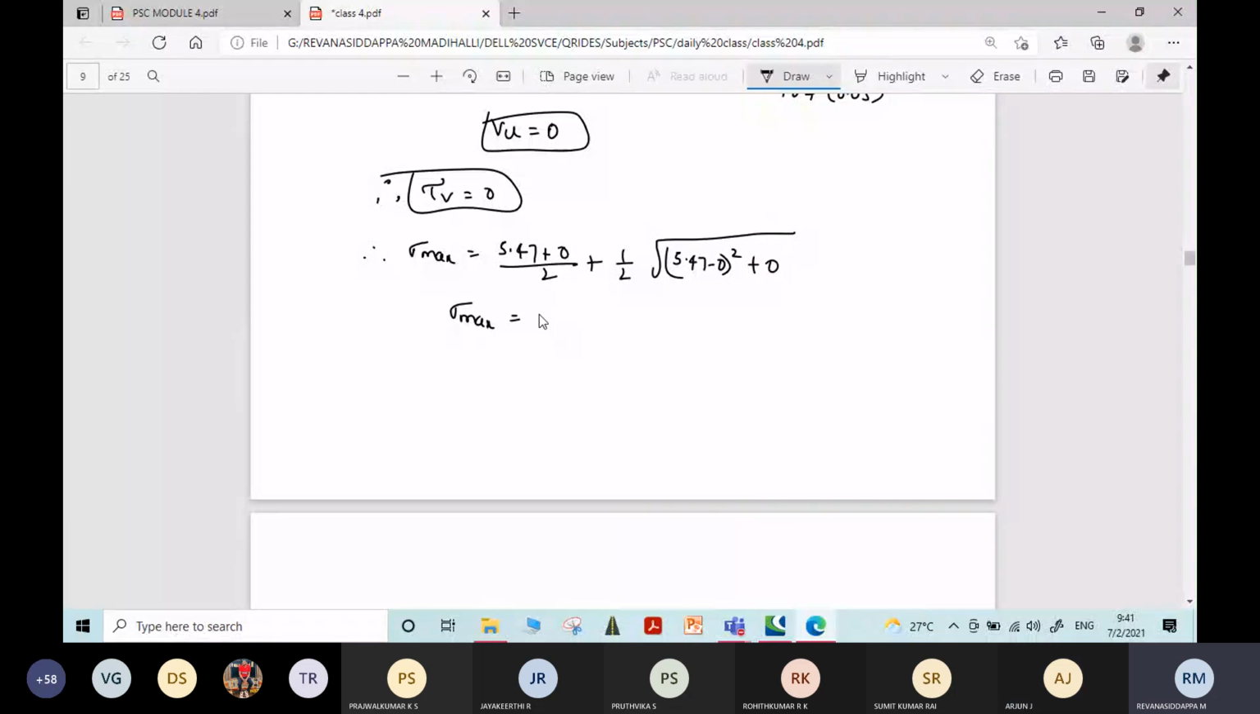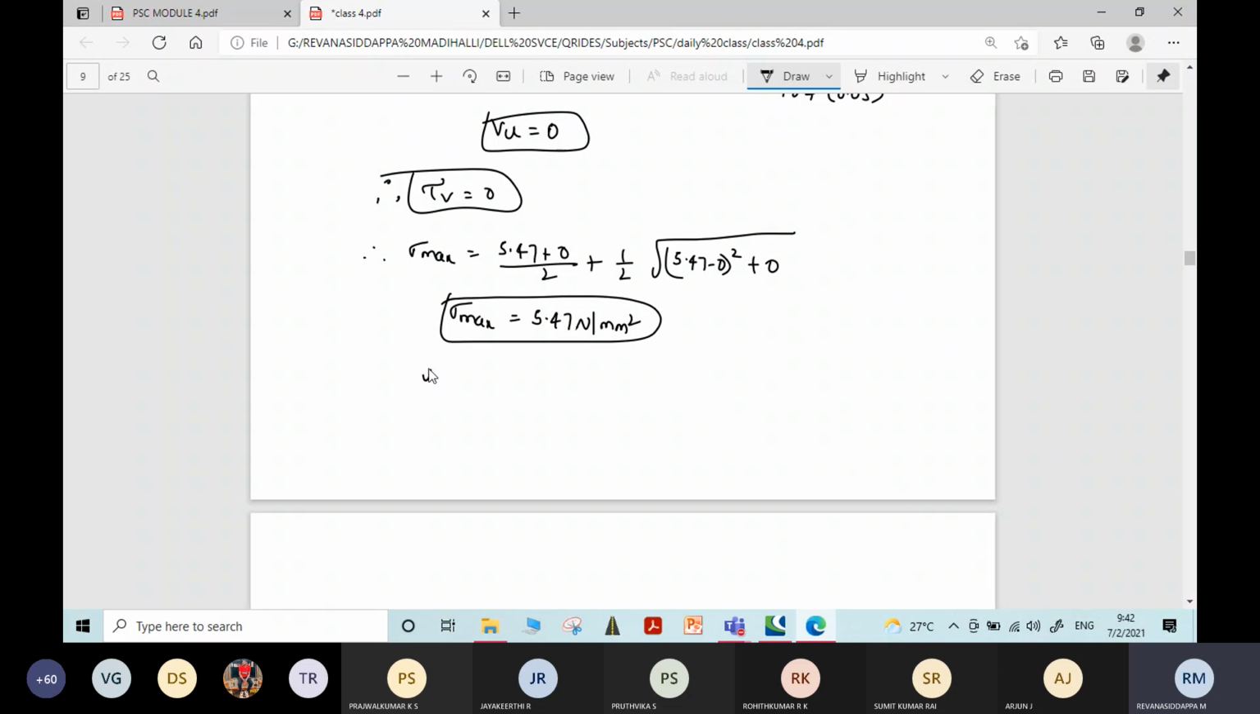How much? I think you'll get 5.47, because here 5.47 square and square root becomes 5.47. So 5.47 divided by 2 plus 5.47 divided by 2, it will become 5.47 only. You check it once again. Yes, sir, 5.47 only. 5.47 Newton per mm square.